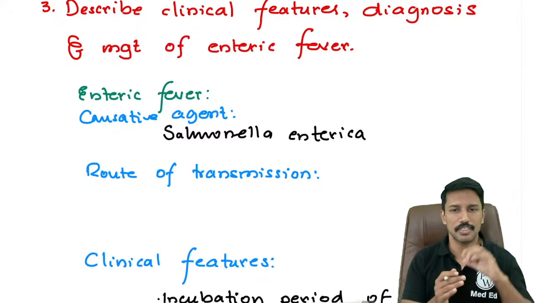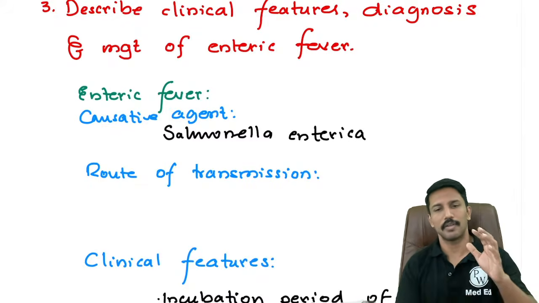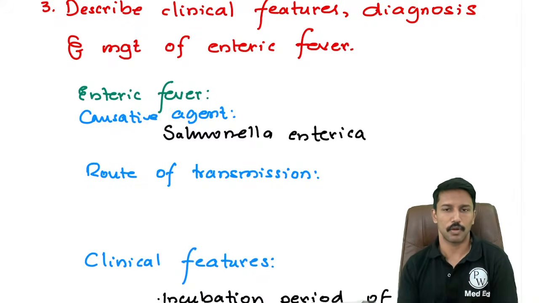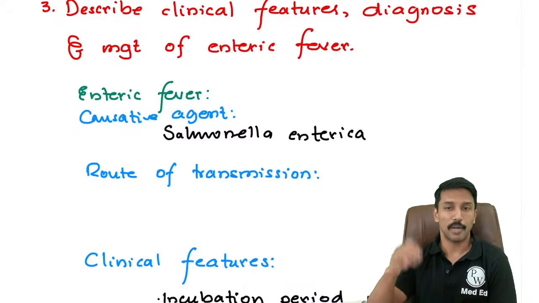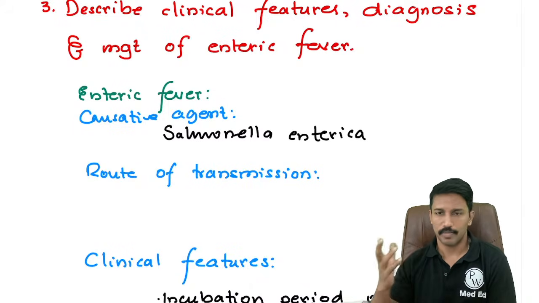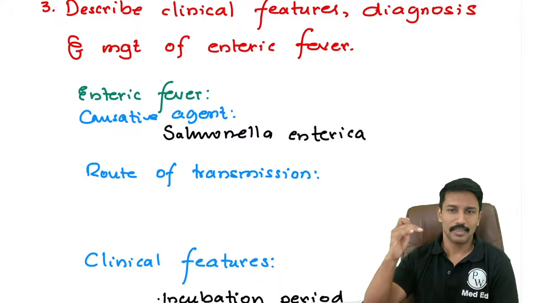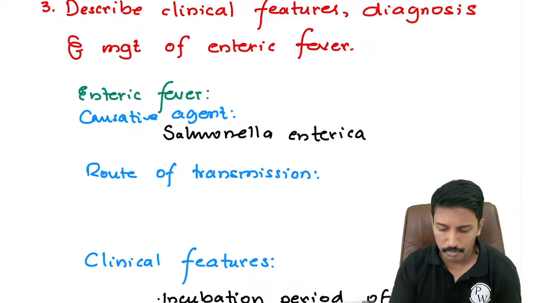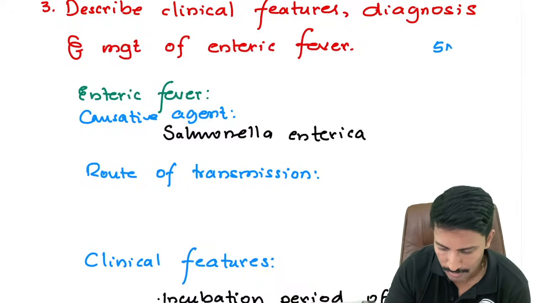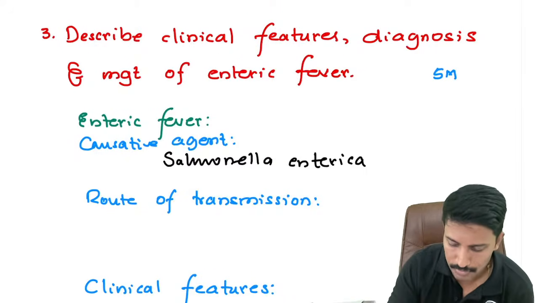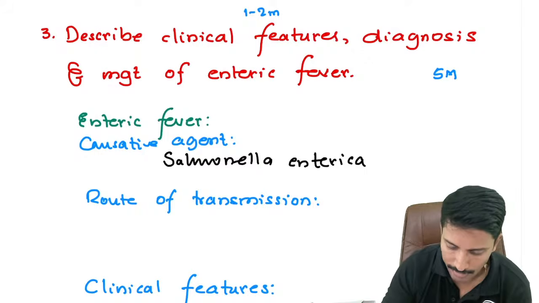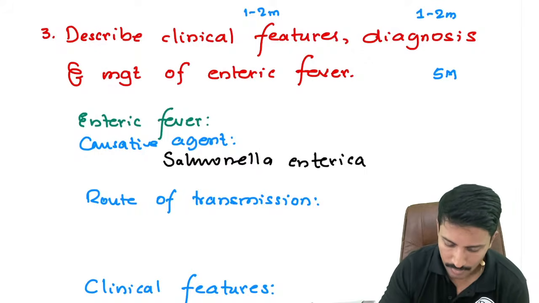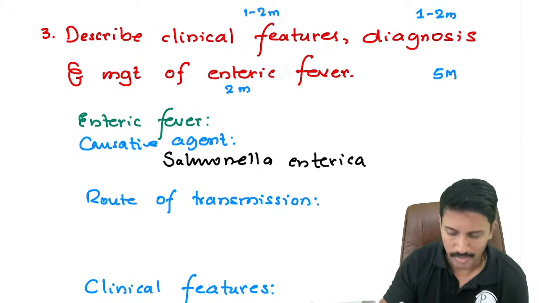Usually the enteric fever question is 5 marks, or sometimes they will ask it as 10 marks, but in that case they will also ask you to write about approach to a patient with fever or complications of enteric fever, or talk about the emerging drug resistance trends in India or something like that. Otherwise, enteric fever per se is a 5-mark question. So if they're asking a 5-mark question, the clinical features will carry 1 to 2 marks, diagnosis will carry 1 to 2 marks, and management will carry 2 marks.